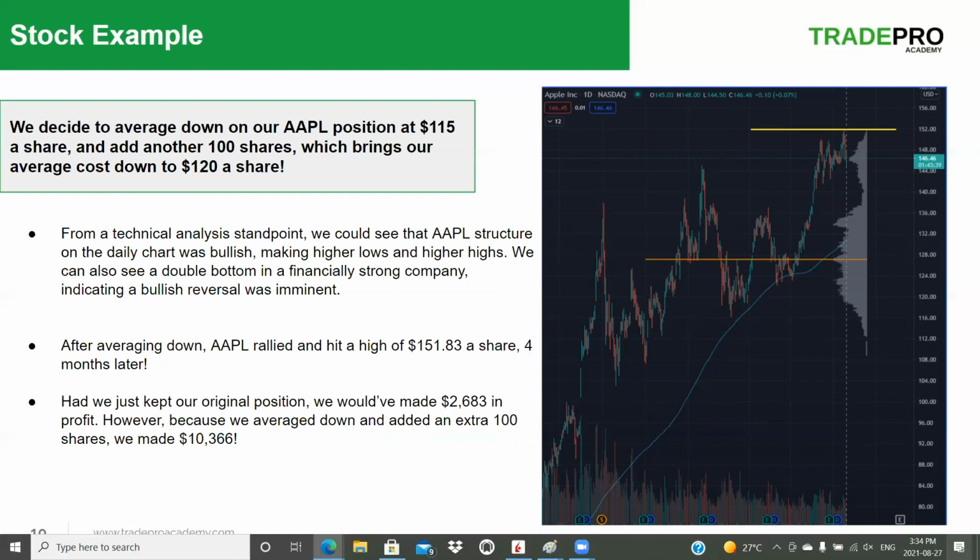So we have no expiry, we have no Greeks, we have nothing to worry about in this example. We are just averaging down on a long-term portfolio.